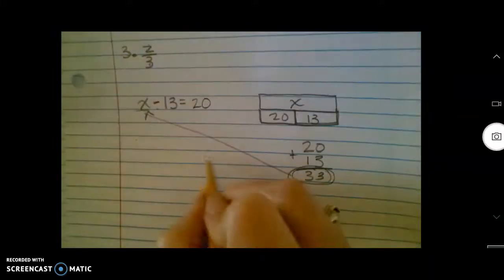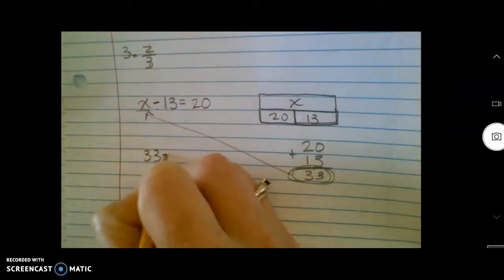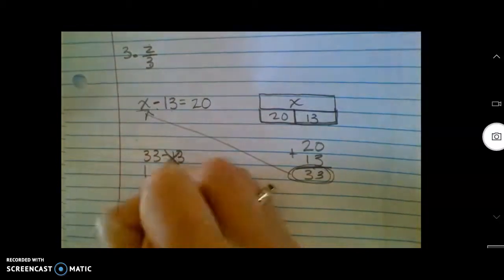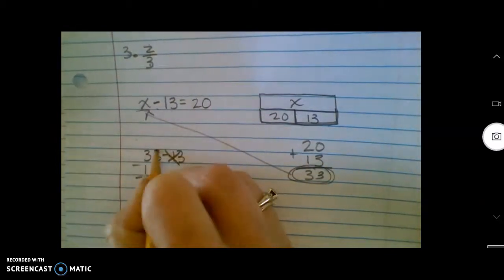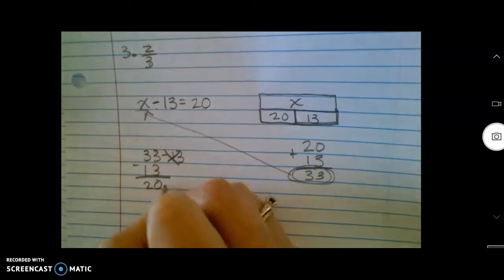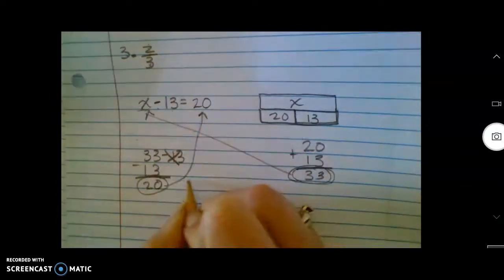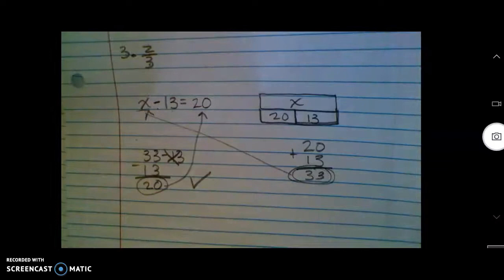So if I do 33 minus 13, I get 20. That's what I need to get. So check, I got the correct answer.